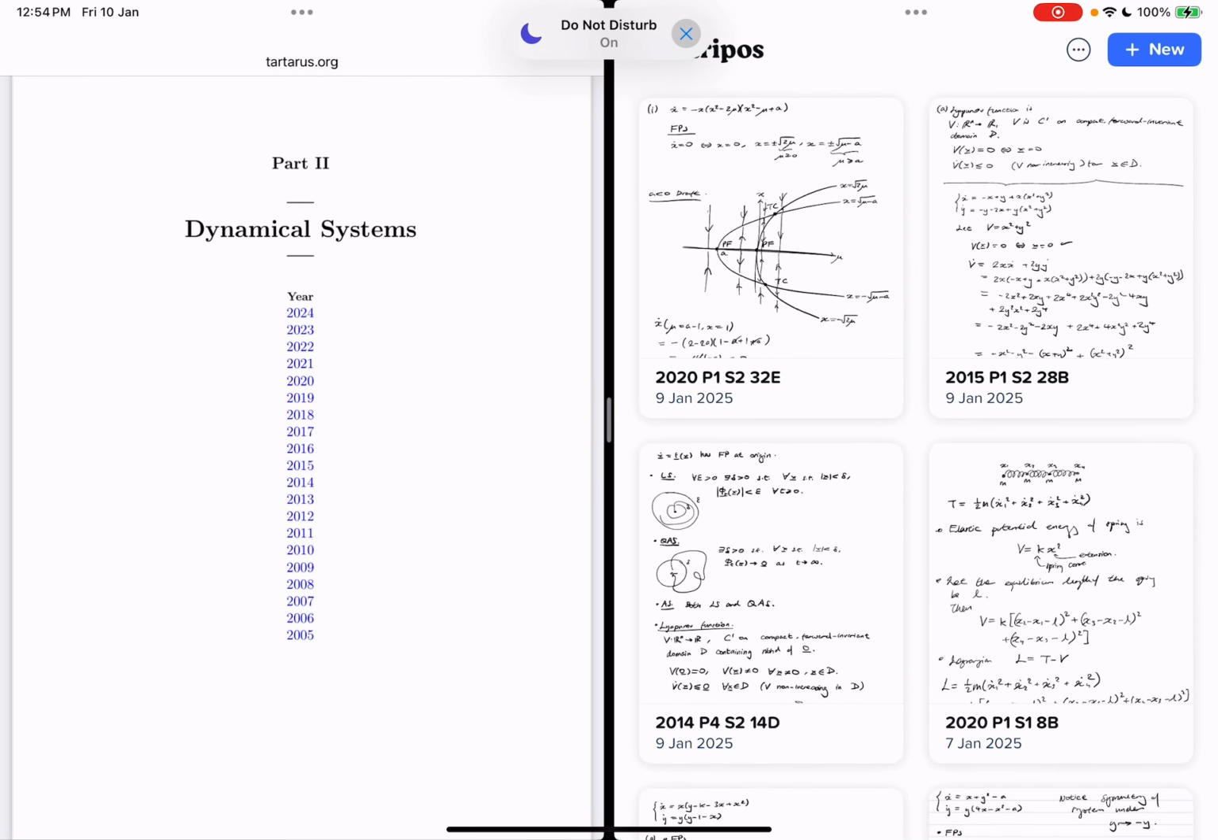So, yesterday I attempted a few Dynamical Systems tripos past paper questions, and I wanted to, for my own sake, go through and reflect on what I learned from each question, what the trick was, and if there's anything in particular I want to remember for my revision.